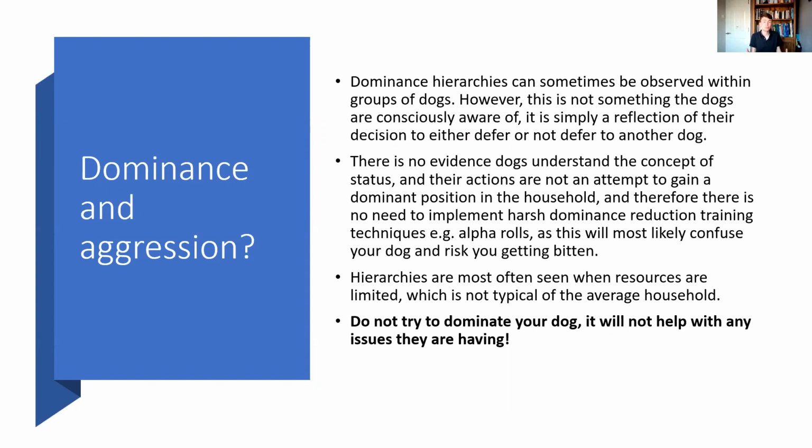Dominance hierarchies can sometimes be observed within groups of dogs, but this is generally not something the dogs are consciously aware of. So it's just a reflection of whether the dog decides to allow another dog to have a particular resource or not. So for example, in a free-ranging scenario where resources are very limited, which is again not too common. It's not too common that you see these dominance hierarchies develop, because generally resources are free-flowing enough that it's not needed.